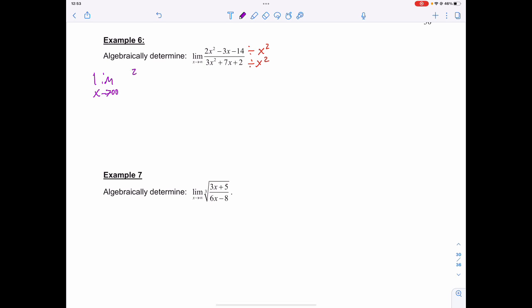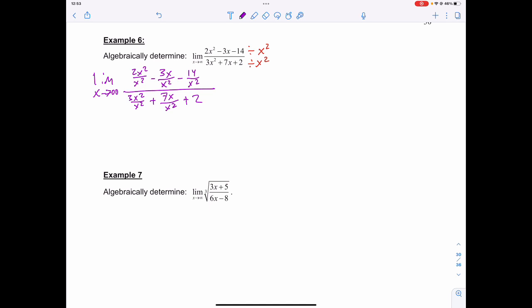of 2x squared over x squared minus 3x over x squared minus 14 over x squared, divided by 3x squared over x squared plus 7x over x squared plus 2.